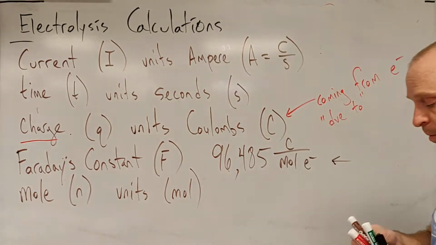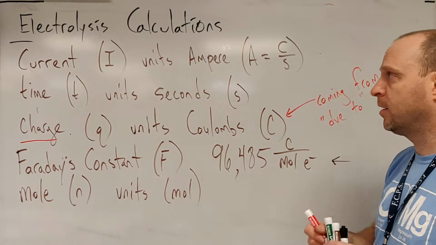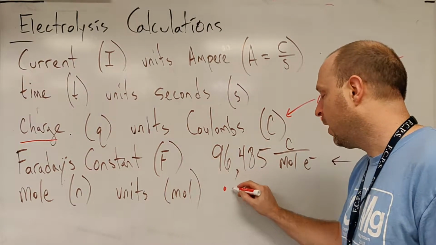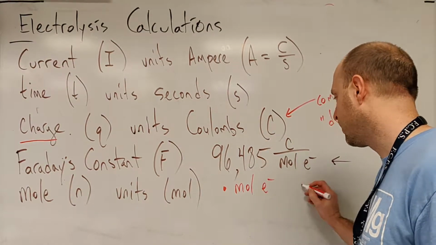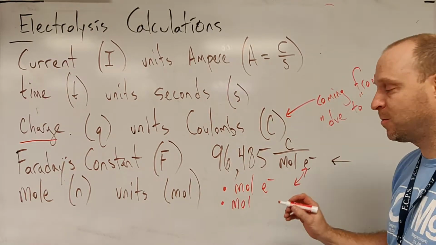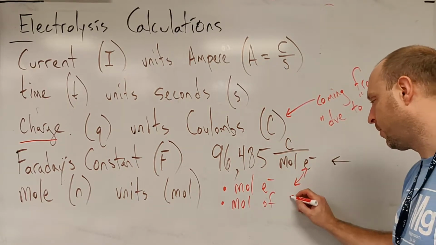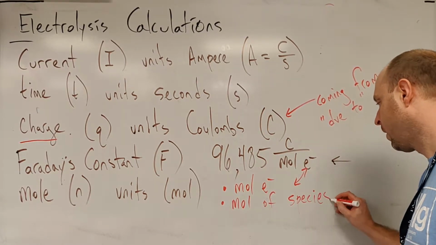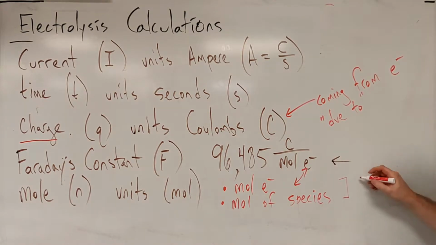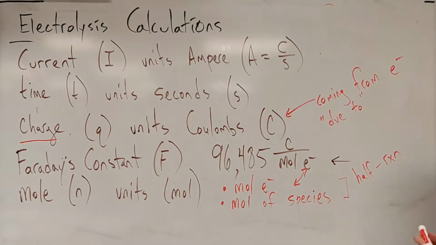And when we're talking about moles, the two things we're going to have to relate, and this is the big idea behind electrolysis calculations, you can have moles of electrons, that's going to match up right there. And you can have moles of whatever your species is, so your aluminum ions or your zinc ions or whatever. And these are going to be related by the half reaction. So that's going to be stoichiometry or dimensional analysis taking care of that.